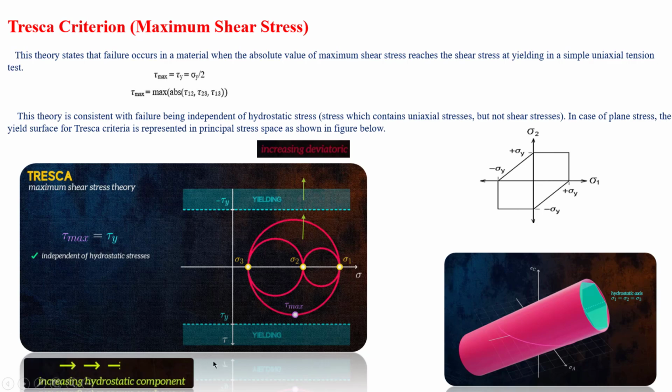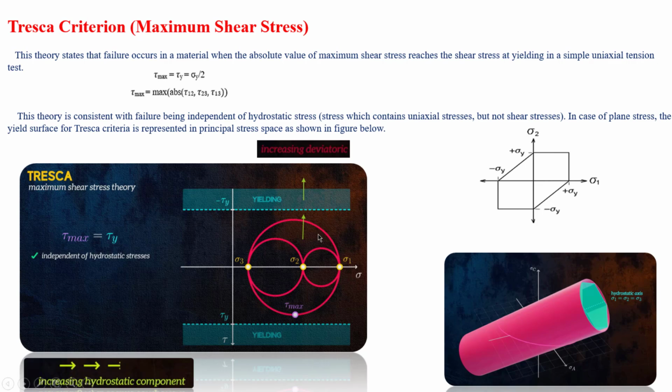If you consider the horizontal axis, in this direction the hydrostatic component will act. This is independent of this, in the sense you won't have the hydrostatic pressure stress in the maximum shear stress criteria. When it comes to the increase in deviatoric stress, in the sense the shear stress, the tension, compression, everything will act along this. If the size of this increases, this will also increase the diameter. Remember that.